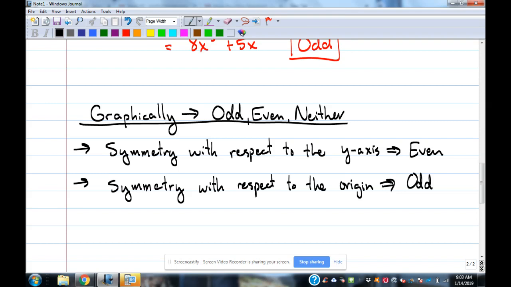All right, so even, it's got to be symmetric about the y-axis. If it's odd, it's got to be symmetric about the origin. Anything else that's happening, it's neither. Okay, any other situation is neither.